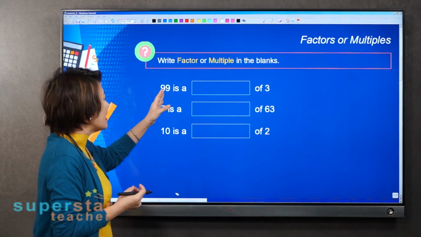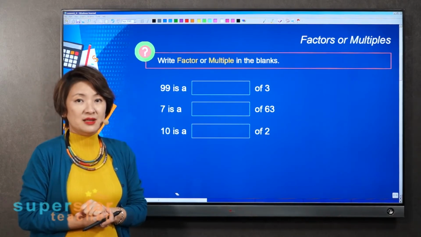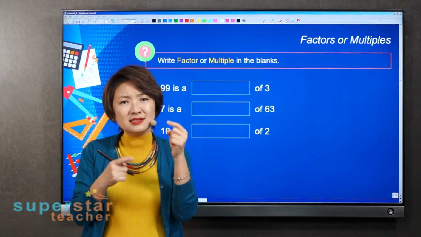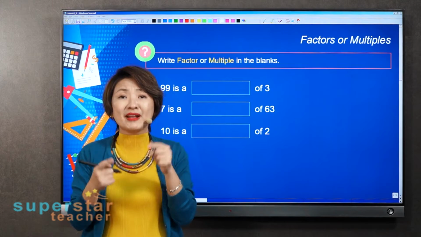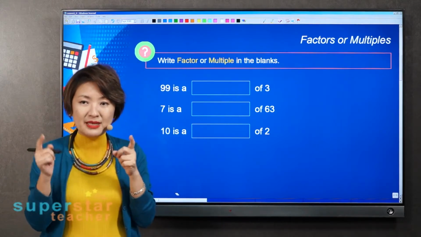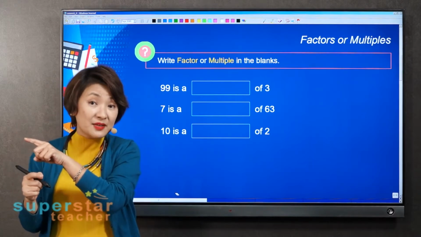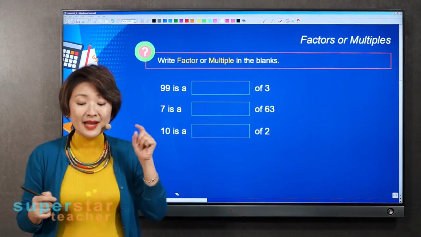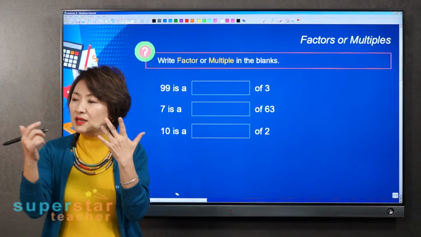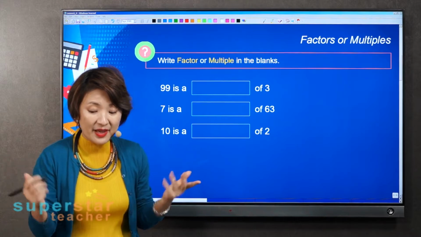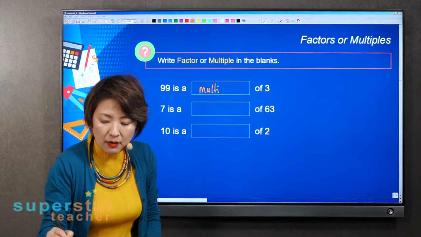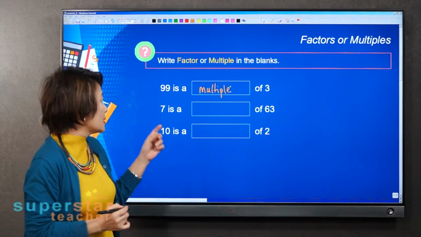It says 99 is a what of 3? If you are able to use your English to help you understand, 99 is a multiple of 3 or is it a factor of 3? Now, if I say it is a factor of 3, what does that mean? I have to take 3, then 1 times 3. So does 99 even appear? No. So 99 is actually a multiple of 3. If you go 3, 6, 9, 12, you will end up with 99. So it is a multiple of 3.